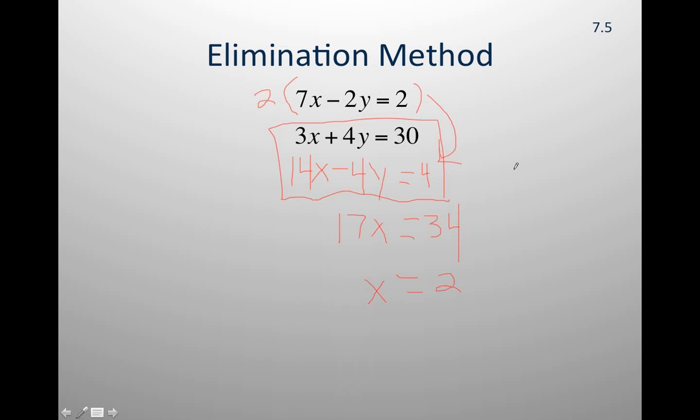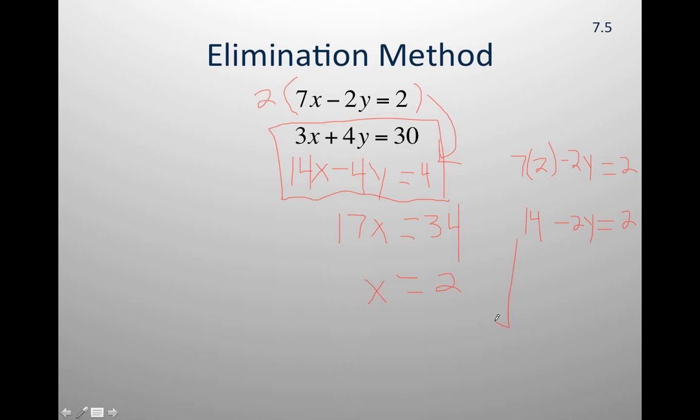Then we can use the second one. It really doesn't matter which one you use. I'll use the first one. Because I've used it once, I don't really care. Both of them will still take you to the same place. Minus 2y equals 2. So that's going to give you 14 minus 2y equals 2.